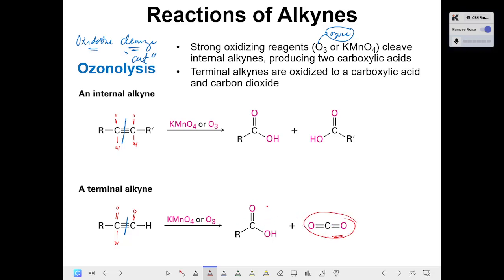Yan. So ano lang yung point dito? Pag hindi mo alam kung nasan yung posisyon ng iyong triple bond, you can do this ozonolysis or oxidative cleavage to determine which alkyne natin ay terminal or internal. Okay?